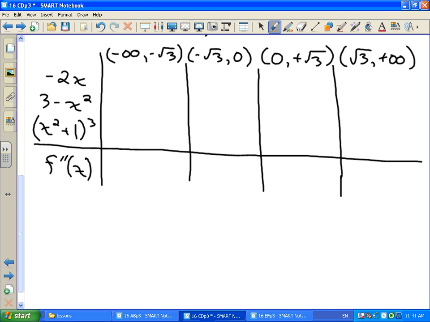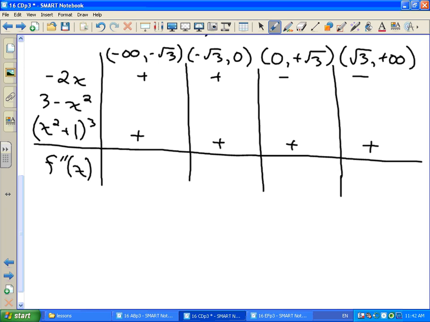All right, are there any that are really easy to do here? Okay, what's that going to be? Negative 2x. Positive, positive, negative, negative. Right. So it's going to be the opposite of the sign of x. What about the third one here? X squared plus 1 all cubed. It's always positive, right? Because we're squaring it. Cubing it isn't going to change the sign. And we're always adding something there. It's the one in the middle that's a little bit tricky.